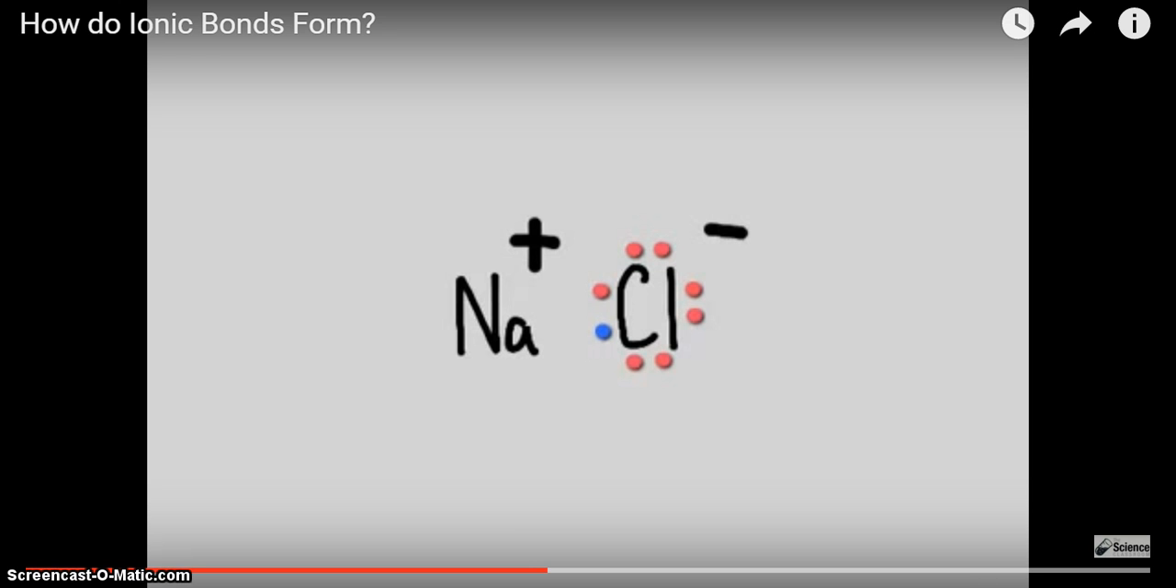And so the way we can write this chemical formula is NaCl. And since we're just putting one element of each, we don't need any numbers there to indicate that. We just assume there's one of each. All right, so that's one example of an ionic compound.